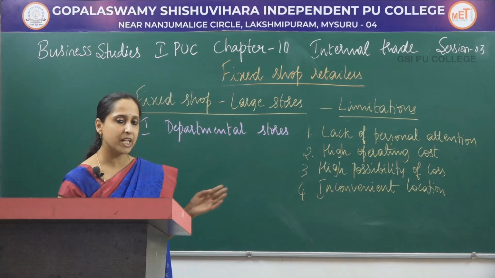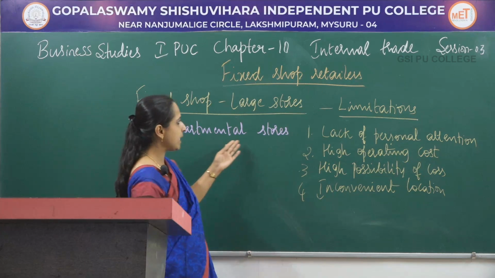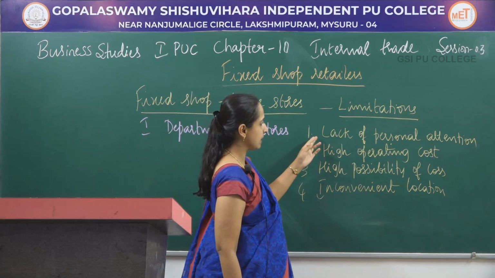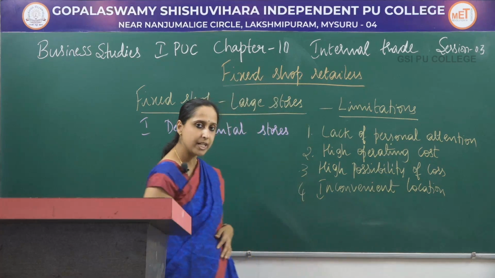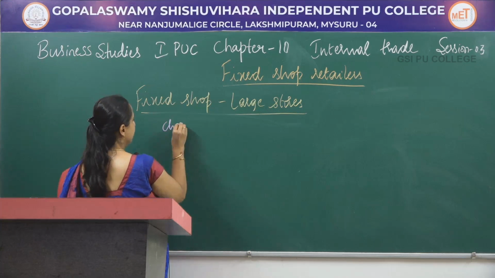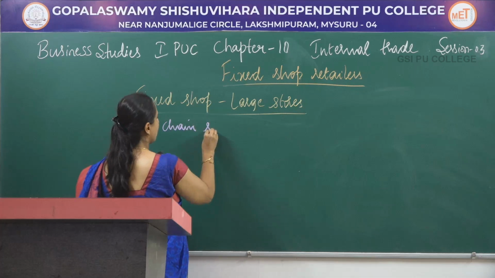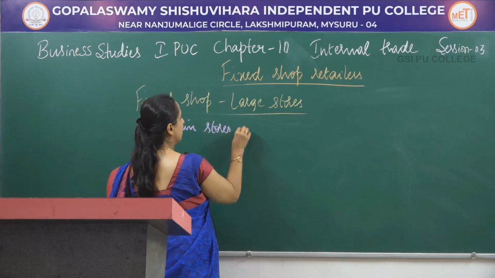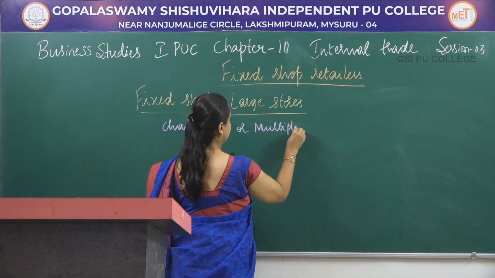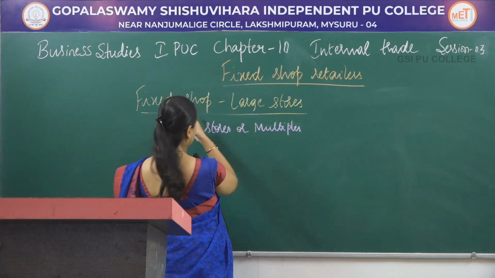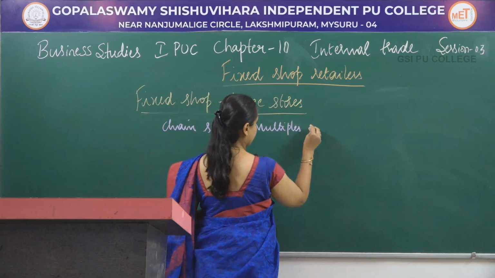So that is inconvenient location. So these are the 4 limitations of departmental stores: lack of personal attention, high operating cost, high possibility of loss, and inconvenient location. Next is chain stores or multiple shops. This is one of the types of fixed shop, large stores.